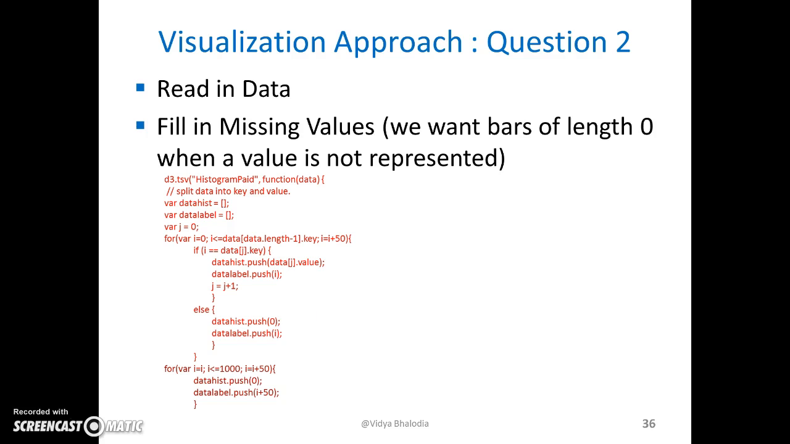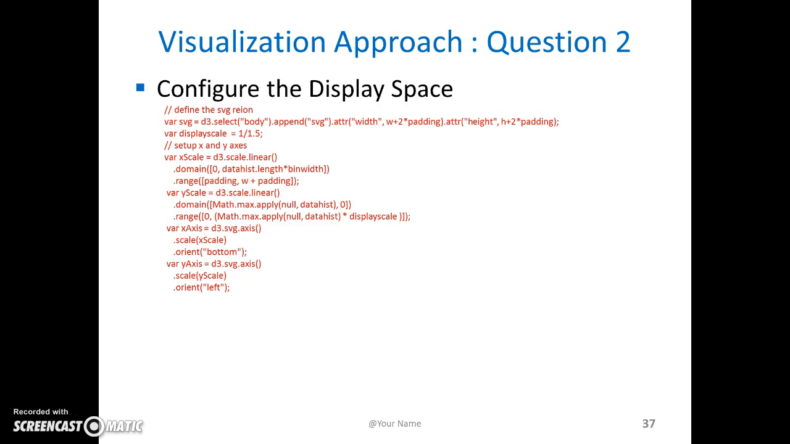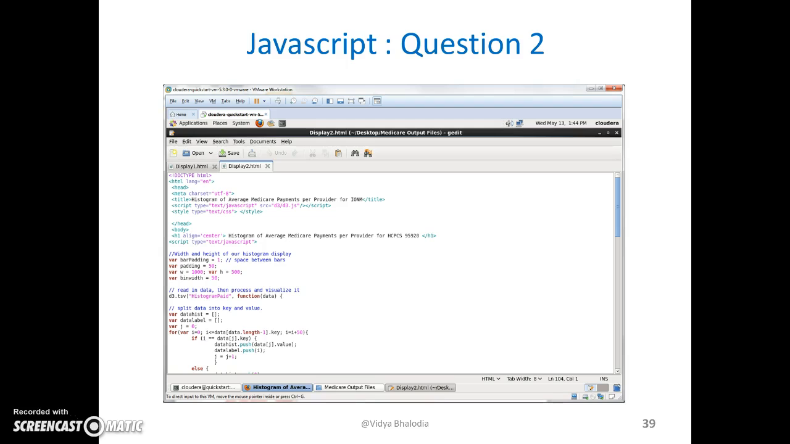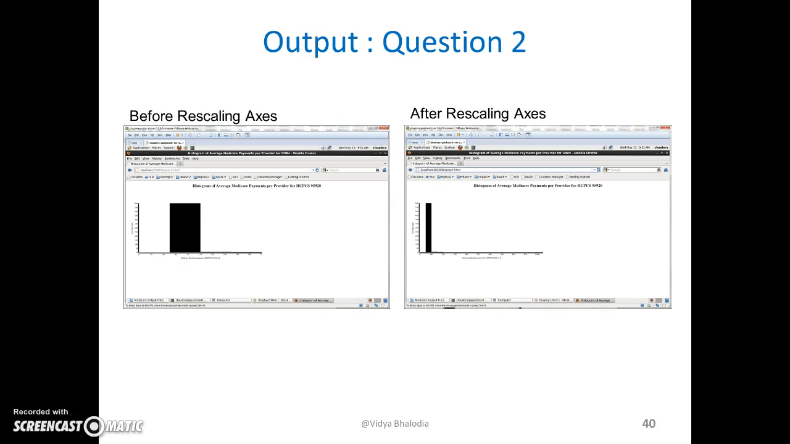Now the next question is a very similar one. Instead of looking at the histogram of charges, we're looking at the histogram of payments. We're using the exact same strategy of reading in data, filling in the missing values, configuring the display space, creating the histogram and the axes. And there's our JavaScript. And it's very similar to our previous code.